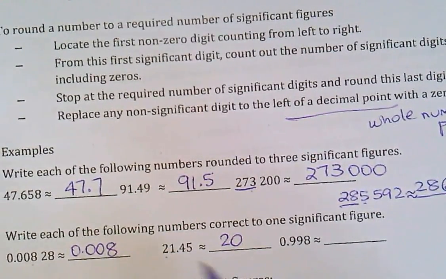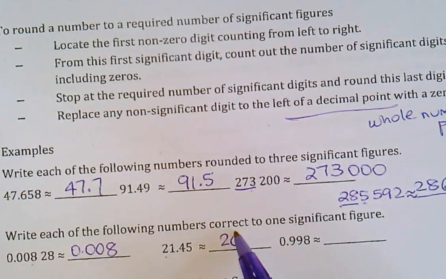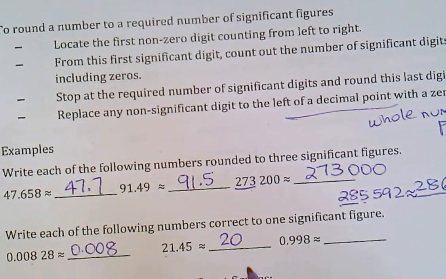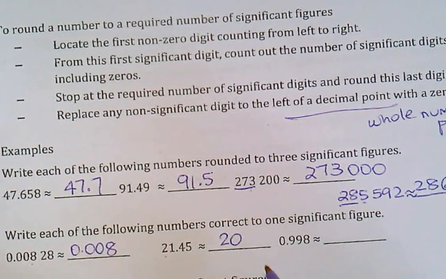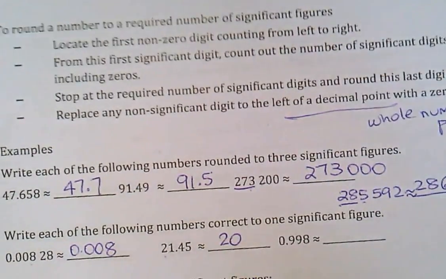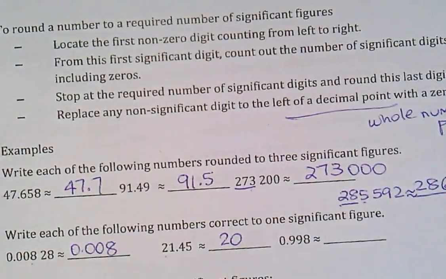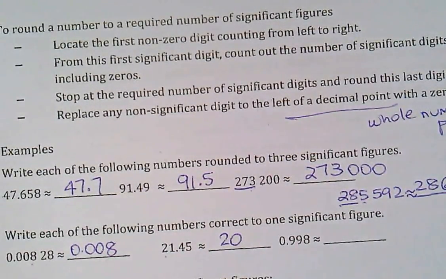It's closer to 21, but you're not allowed to. If I put 21, that's 2 significant figures. Zeros at the end are not significant. I'm saying to you, you know what this question's asking you? Round 21.45 to the nearest 10. Very good. Yes. To 1 significant figure, I just want it to the nearest 10.